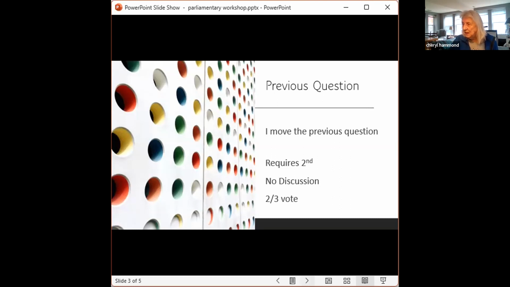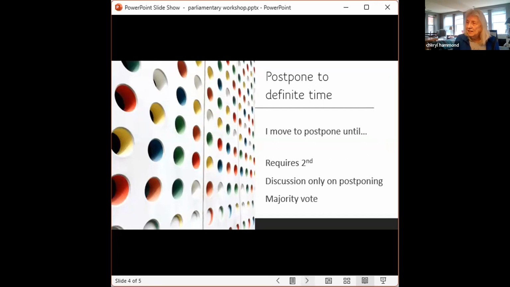Now moving to the 4th of the 5. This is the motion to postpone to a definite time. Suppose you just think this motion would be better discussed later. So you can move to postpone it to a definite time, either in the same meeting or at the next scheduled meeting. These are the only 2 allowed times.